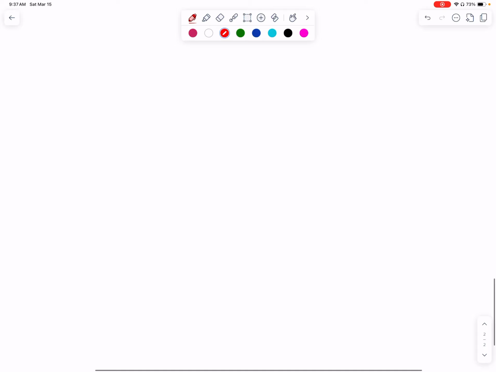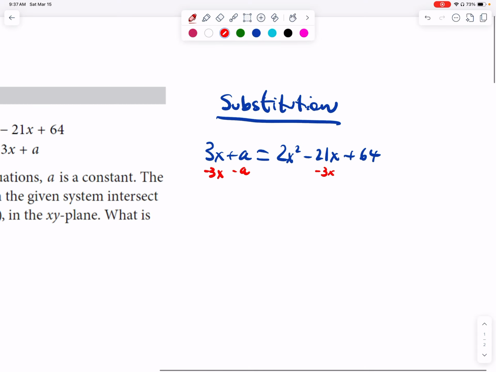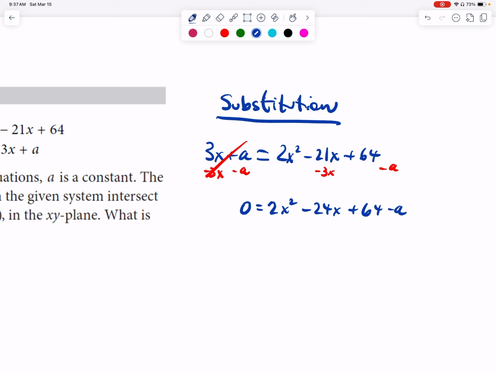But there's nothing to combine the a with, so I'll just put it right here at the end. So obviously everything's going to go away at the left. I'd have 0 is equal to 2x squared minus 24x, and then plus 64 minus a.